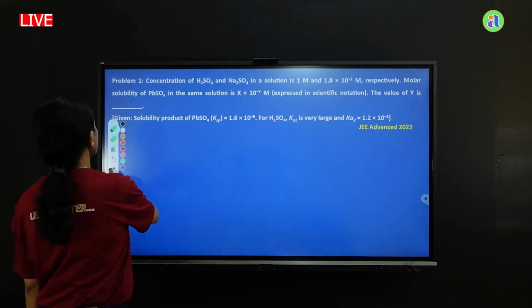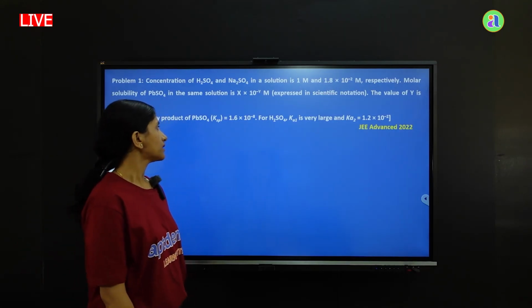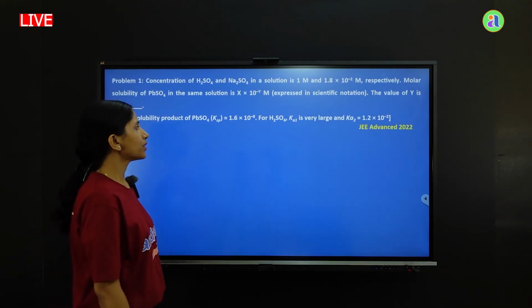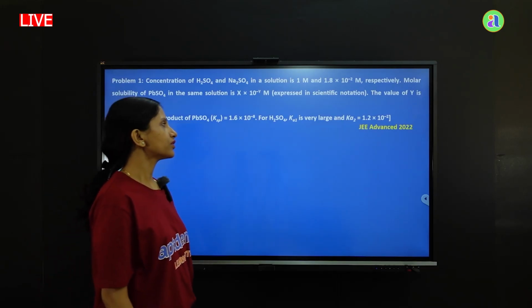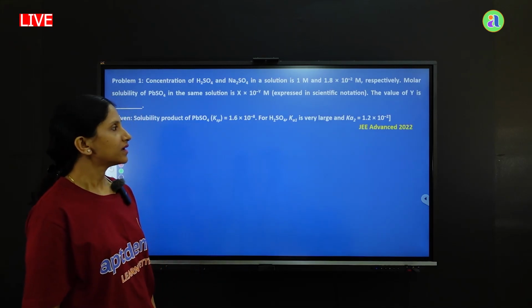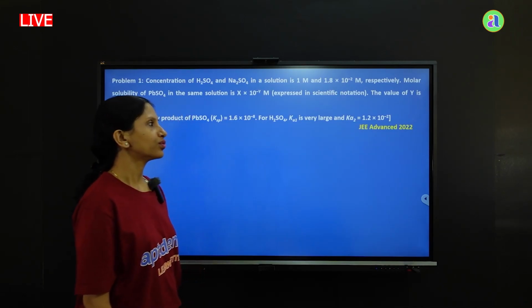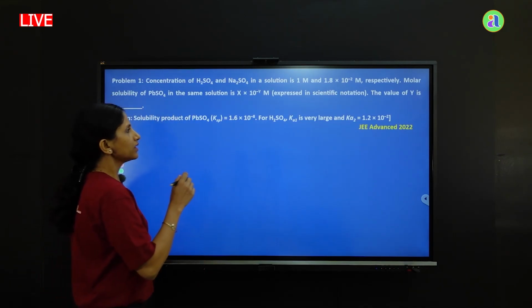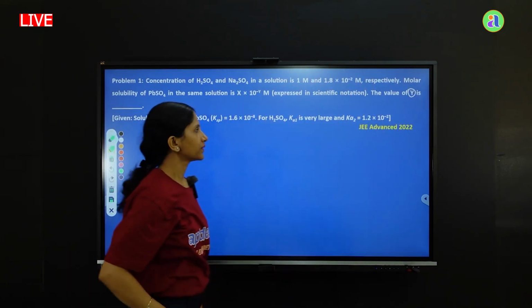Some other information is given. The solubility product of lead sulfate, that is Ksp, is given as 1.6 times 10 to the power minus 8. It is also given that for H2SO4, Ka1, the acid dissociation constant, is very large, and Ka2 has been given as 1.2 times 10 to the power minus 2. Now let us see how we can find out the value of Y.